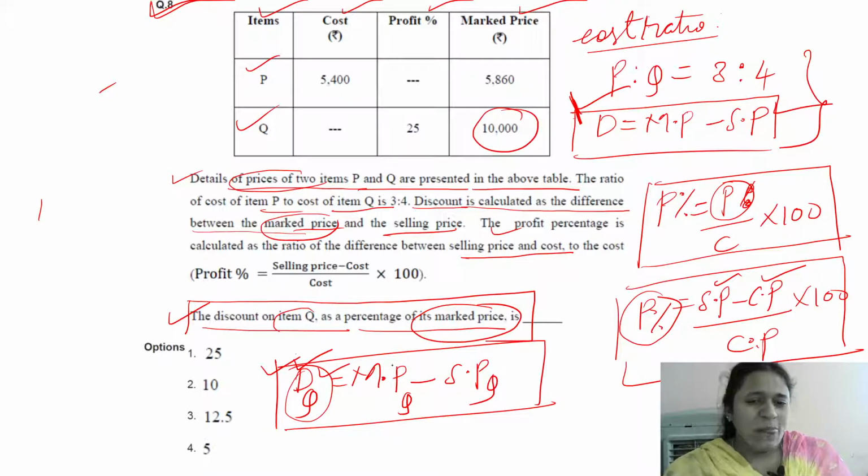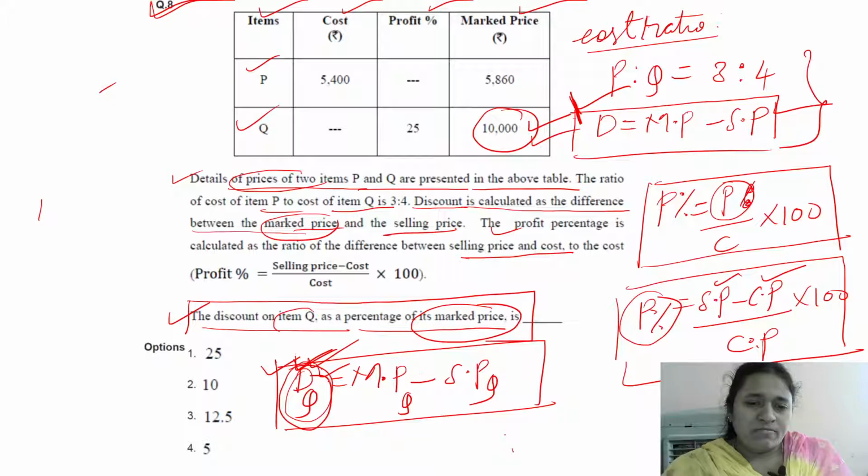Whatever discount we get here, we have to tell what percentage of its market price it is. Suppose we got the discount as 1000, then 1000 is what percentage of 10,000? Tell me what percentage? That is 10. Like that, we have to find the discount as a percentage of its market price. The discount itself is not directly asked. After finding the discount, we have to tell what percentage of its market price it is. I hope you understand the question now.